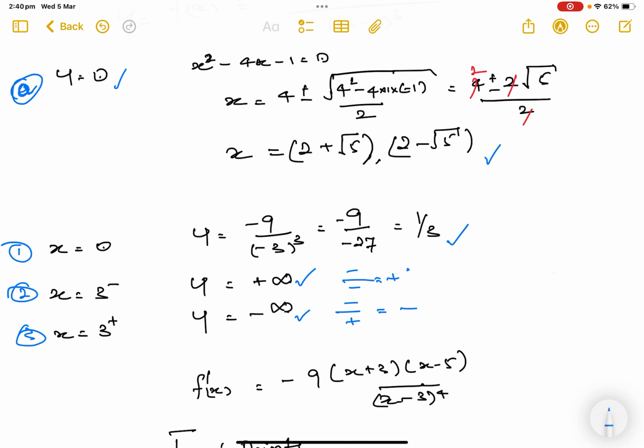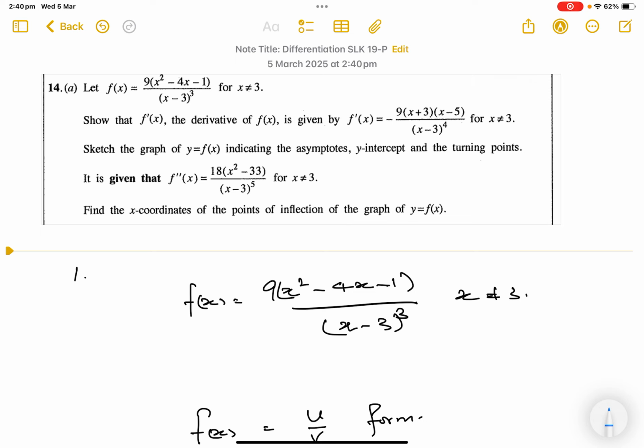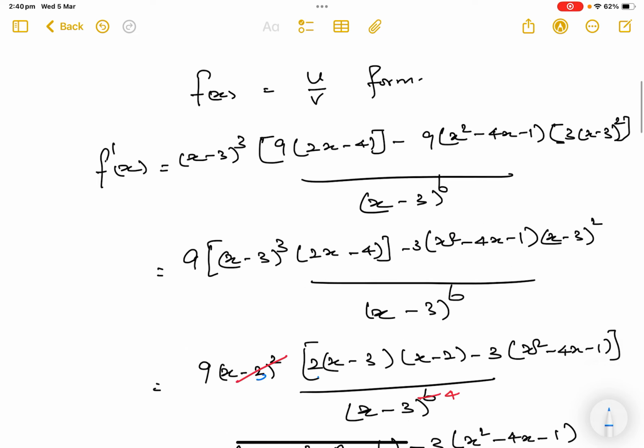And these coordinates as well. Right. The next part says, let's read the next part. The graph sketch is done. The next part is, it is given that f double dash x, or the second derivative of f x, equals 18 times x squared minus 13 divided by x minus 3 to the power of 5. That is given, so we don't need to go through it. And find the coordinates of the points of inflection of the graph y equals f x. So just the points they ask you to find.